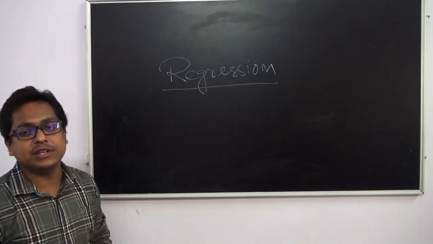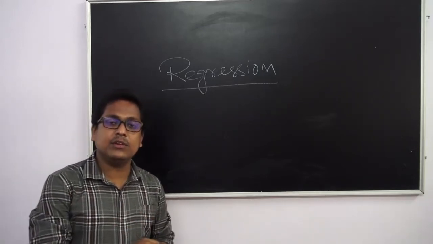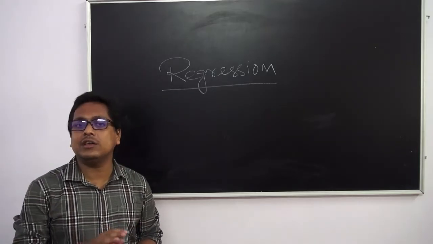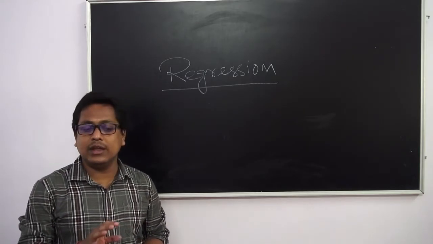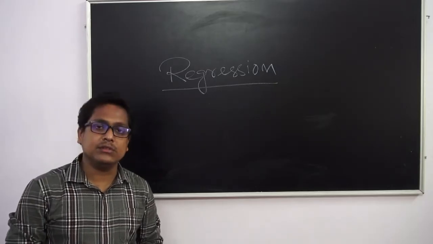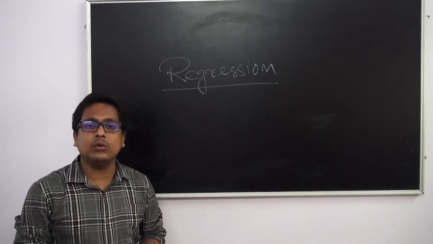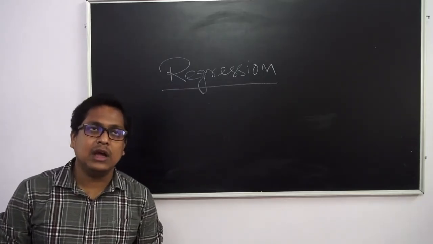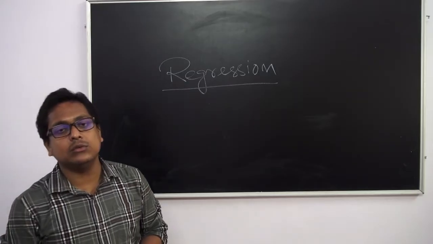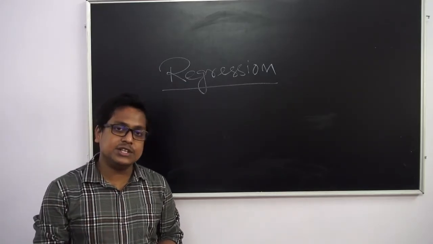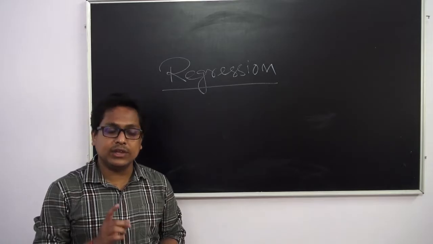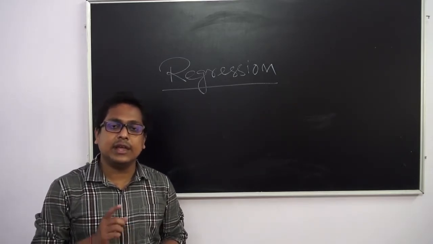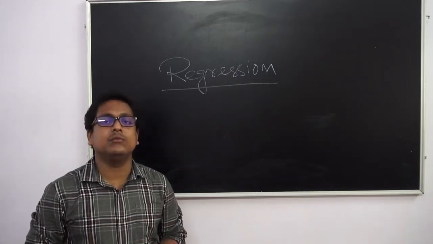So, first of all, what is regression? See, in the previous chapter, we had discussed correlation. Correlation measures the linear association between any two given variables. Once we find a good amount of association between the two variables, our next objective is to find the actual relationship among these variables. So regression analysis is the tool by which we can study the actual relationship among the correlated variables.